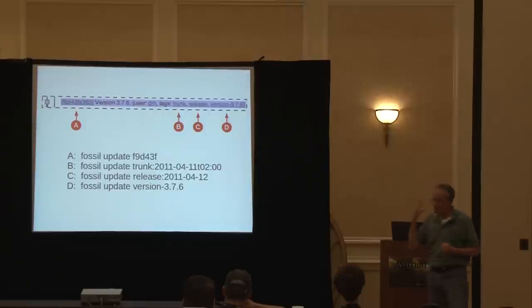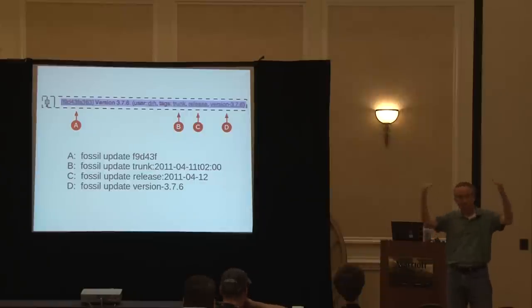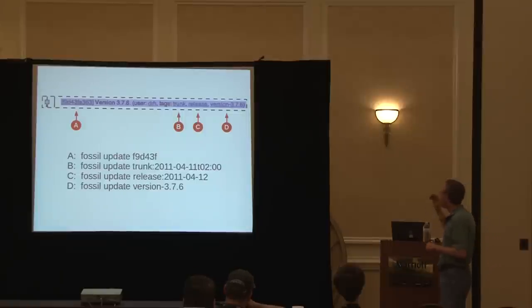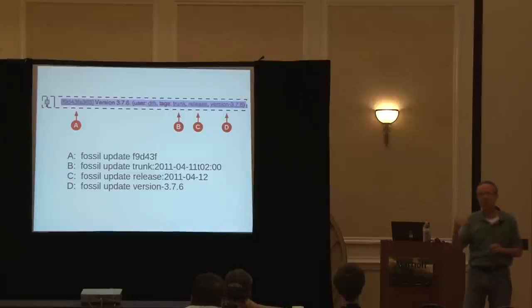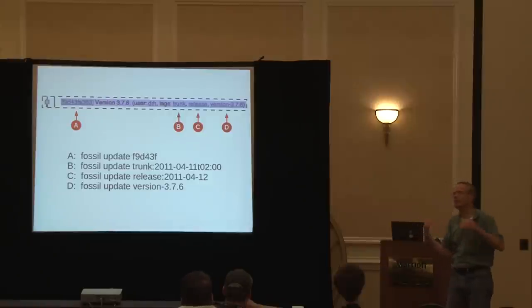Likewise, we put a tag called release on every release of SQLite. So there are multiple check-ins that have this release tag. And so you can say fossil update release, but I have to give it a timestamp of some sort, or it's going to give me the most recent release, and this is not the most recent one. Or we give it the tag version 3.7.6, which is unique, and so I can just go with that one tag. So there are lots of different ways that you can specify a checkout.